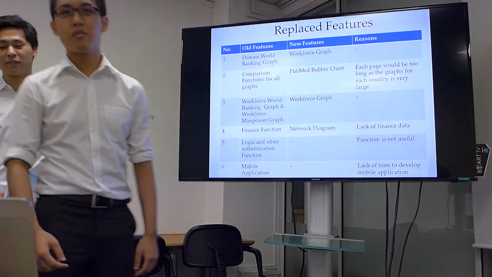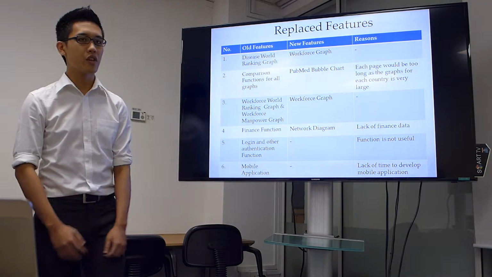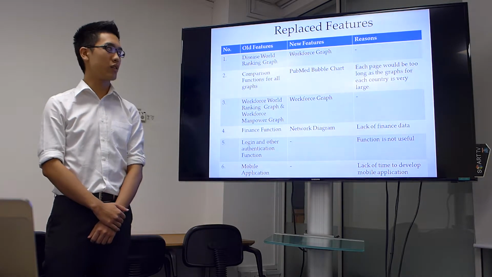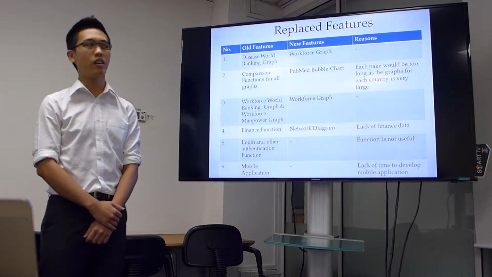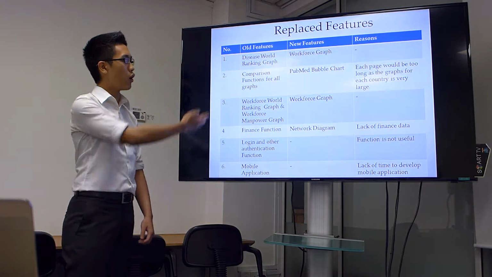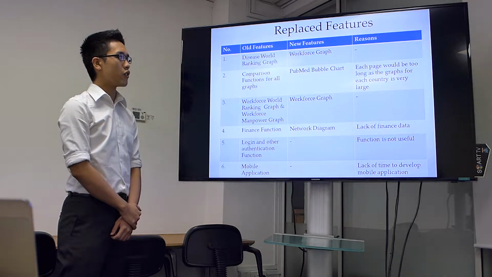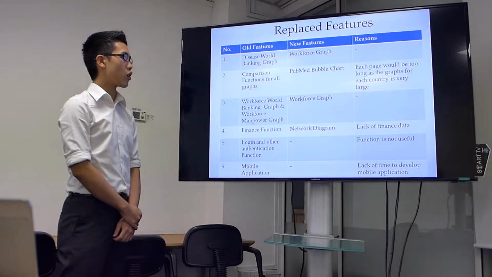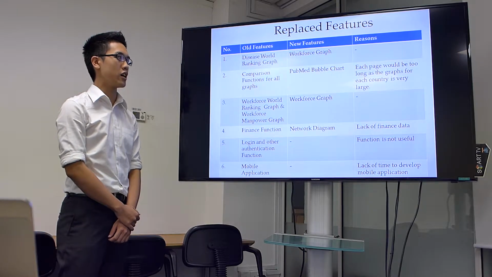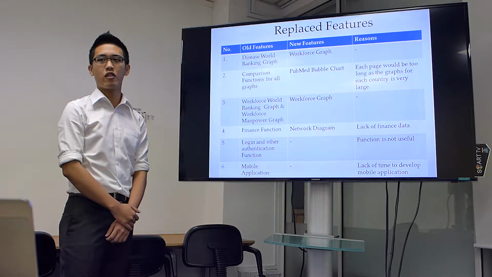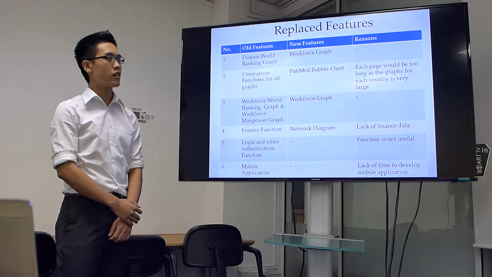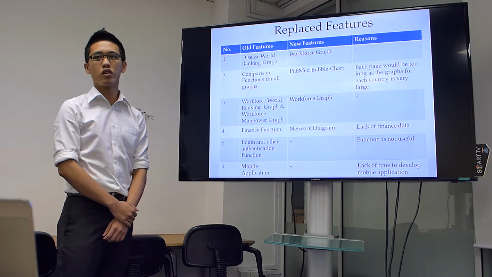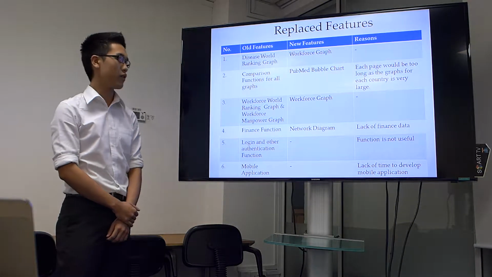Okay, so I'm going to talk about the before and after features that we have. In phase 1, we promised some features, but in phase 2, we didn't manage some of them, so we changed them. One of the features is our ranking graph. For that, we replaced it with another graph in our workforce page. Our comparison function is replaced with our PubMed bubble chart because the graphs are very big. If we insert it inside, the page will be too big and too long, so it will not be user friendly because the user has to keep scrolling down.